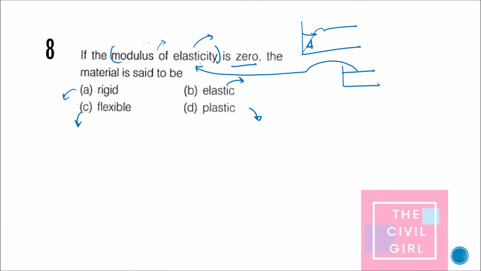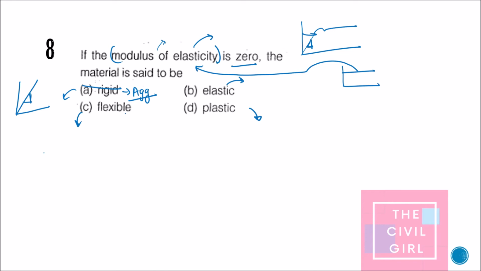Let us look into the stress strain curve of all these materials. First, rigid. I am going to assume the stress strain curve for an aggregate. It will be something like this. We have seen in the previous videos the stress strain curve for almost all the materials. I hope you remember it. When we look here, we can see that we have a slope. Therefore, it is not rigid.